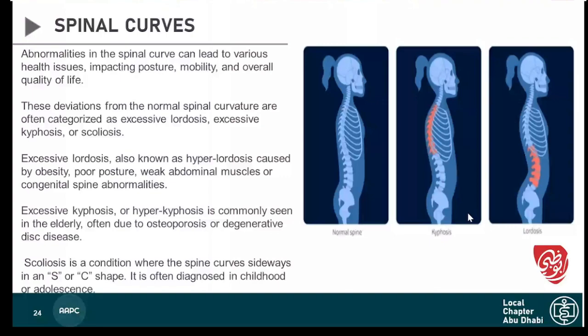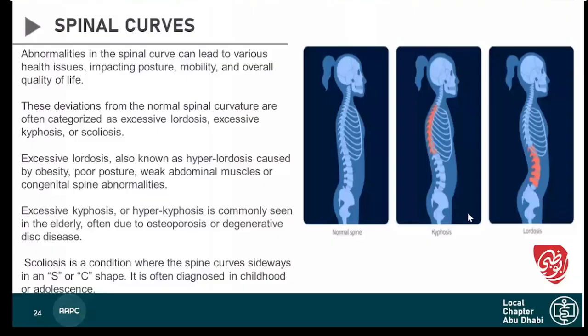The lateral side. Okay, that is a scoliosis. So, any excessive lordosis, kyphosis, or scoliosis will require immediate medical attention. Excessive lordosis, also known as hyperlordosis, is mainly caused by obesity, poor posture, weak abdominal muscles, or congenital spine abnormalities. Whereas excessive kyphosis or hyperkyphosis is commonly seen in elderly persons, often due to osteoporosis or degenerative disc disease.